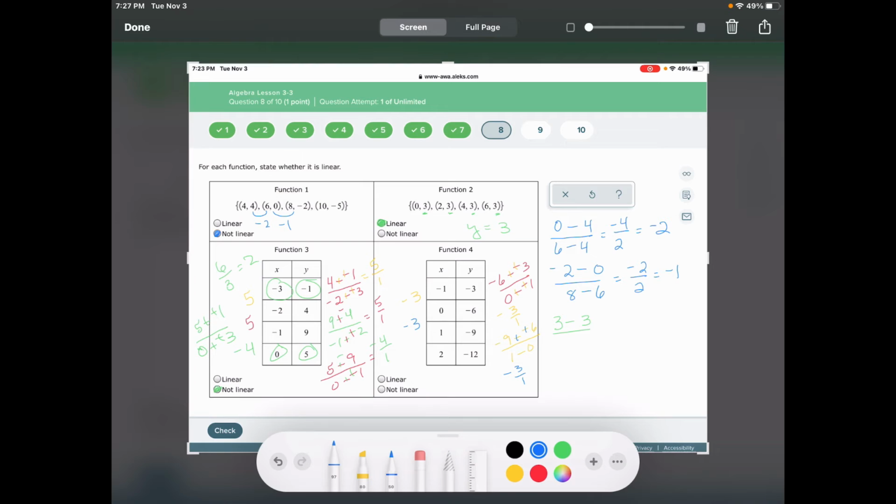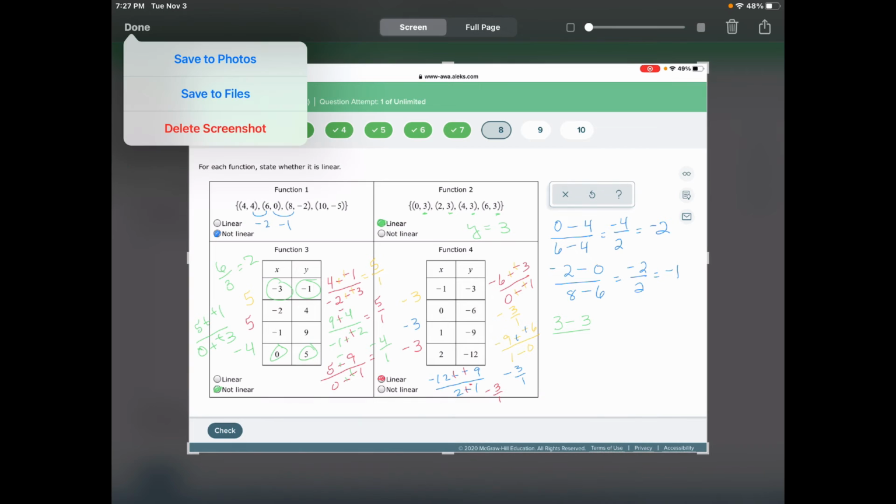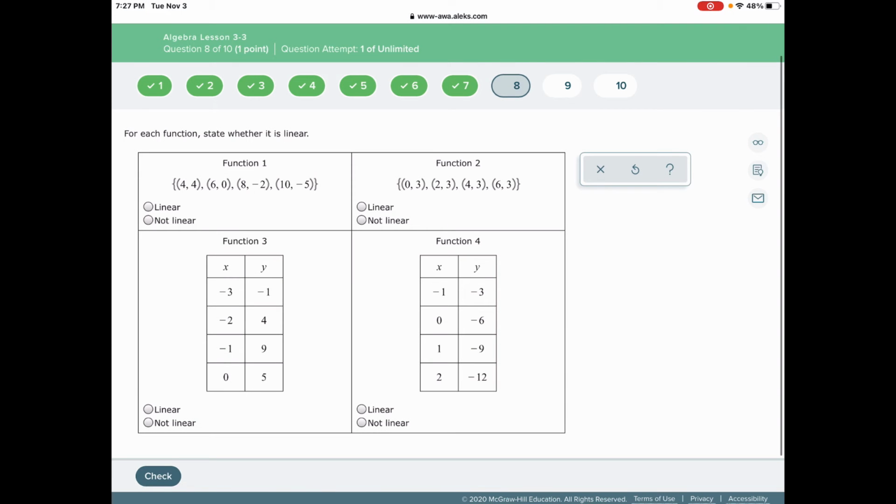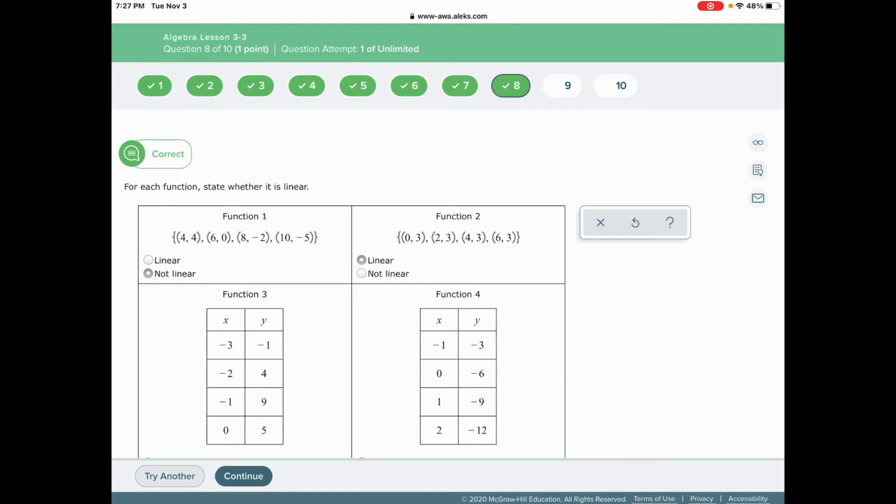Looking hopeful. Negative 12 minus negative 9 over 2 minus 1. That is negative 3 over 1 again. So I think we're good here. Okay, so we're going to mark not over not, linear over linear. Not over not, linear over linear. Please be right. Yay.